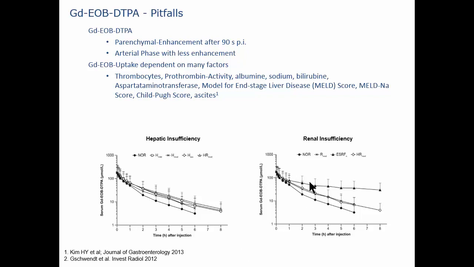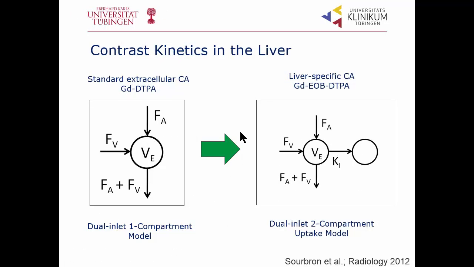For example, in end-stage renal disease, you will see that there's going to be lots of circulating gadolinium EOB in the blood, and the same goes for hepatic insufficiency. The worse the liver function, the less the hepatic uptake, the more the circulating gadolinium EOB in the serum.